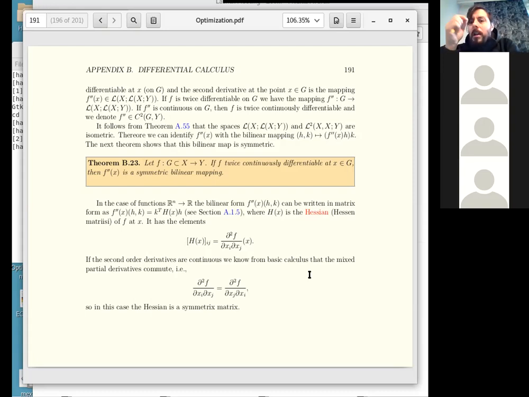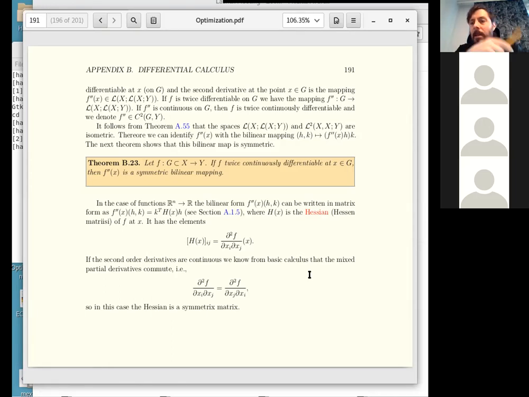So that theorem states that we can just associate the first derivative with just a vector when we're dealing from Rn to R. And if we're dealing with the second derivative, we can just associate it with an n times n matrix. And the theorem states here that if we have a twice continuously differentiable function, then the second derivative is a symmetric bilinear mapping. So in other words, it's a symmetric matrix, and we call this matrix the Hessian.